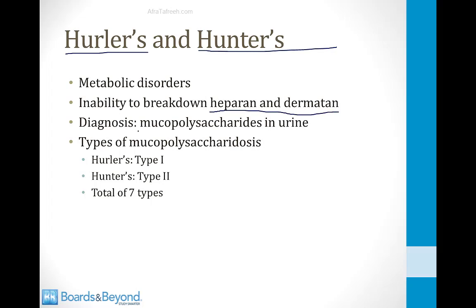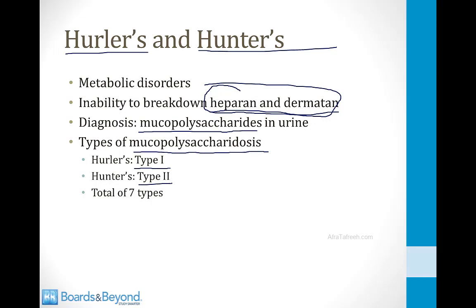And you can diagnose these by finding elevated mucopolysaccharides in the urine, and that should make sense to you because, as we just saw, heparan and dermatan sulfate are both examples of mucopolysaccharides. And in fact, both of these disorders are part of a class of very rare disorders called mucopolysaccharidosis disorders. Hurler's is called a type 1 mucopolysaccharidosis, Hunter's is a type 2, and there are a total of 7 types.